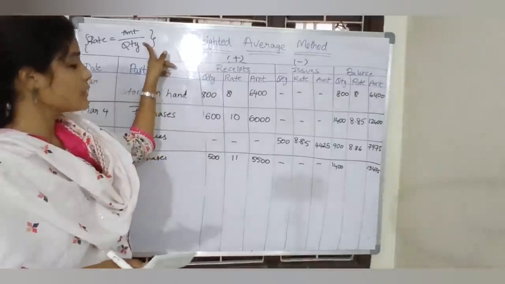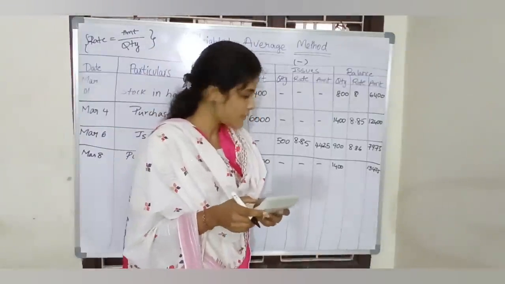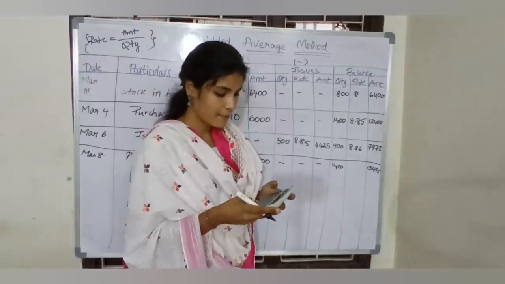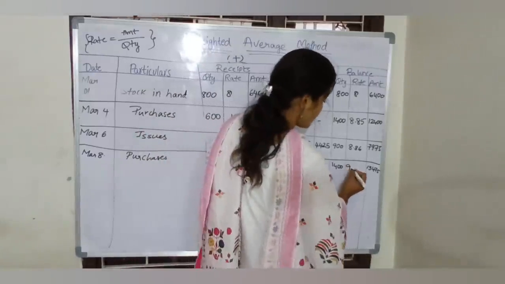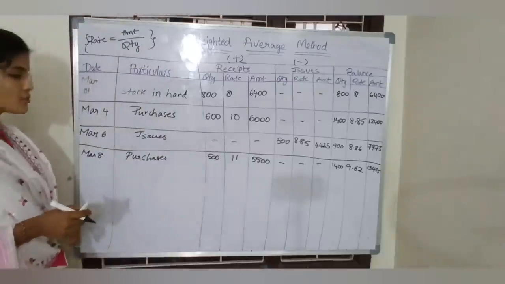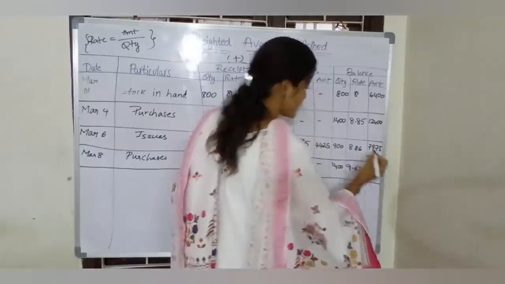To find out the rate, what we need to remember? Amount by quantity. Amount is 13,475 divided by 1400. If you do it, 9.62 will be your rate. Understood?